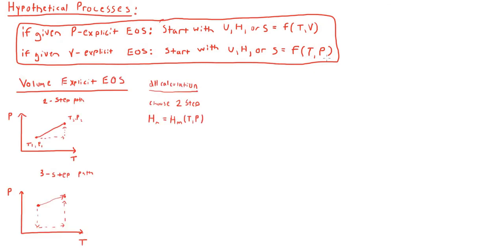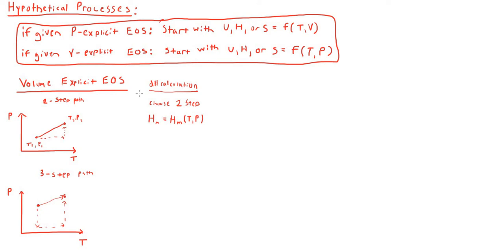So what this really means is that when you're given a volume explicit equation of state, the axes that you draw your hypothetical process on are going to be temperature on the x-axis and pressure on the y-axis. So you're either going to have a 2-step path that looks like this or a 3-step path that looks like this. And which one you choose between the two is dependent on the thermodynamic property that you are trying to calculate.